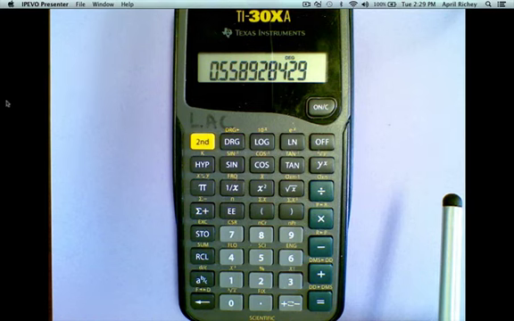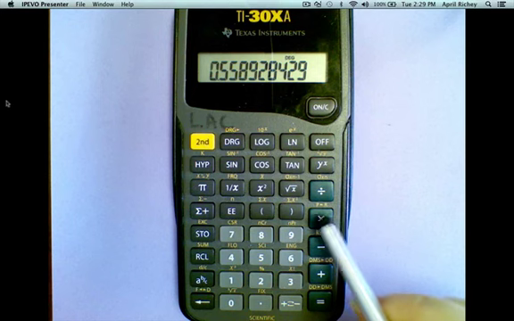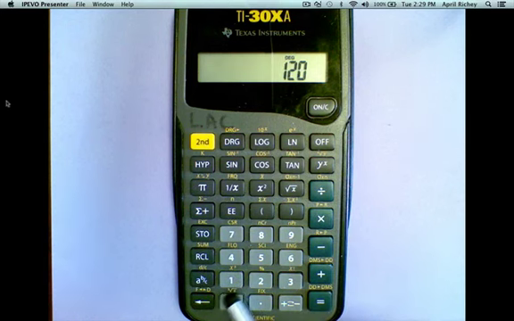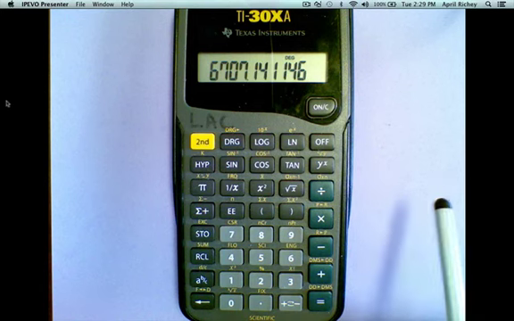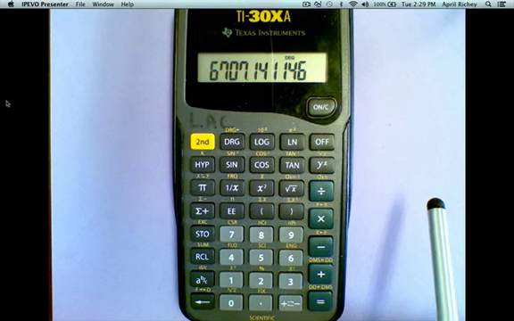Leave that in your calculator and multiply that by the $12,000. And this gives me 6,707.1411, and that decimal continues on.